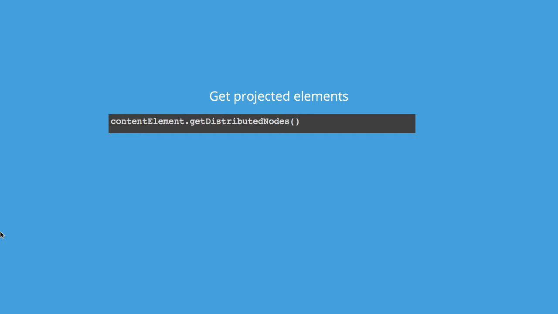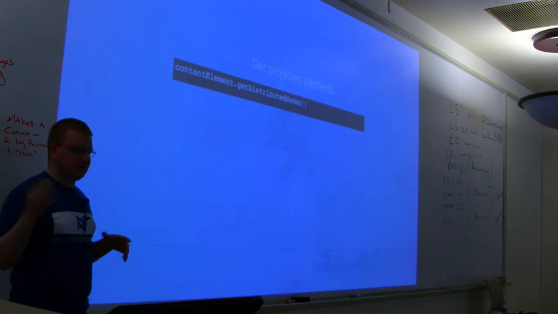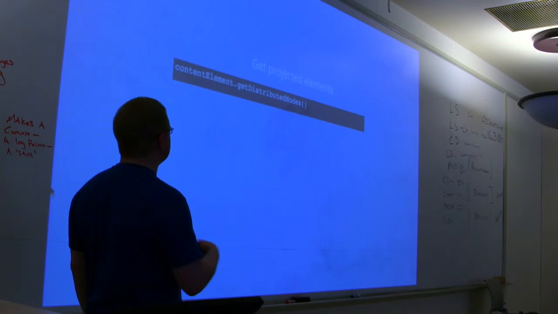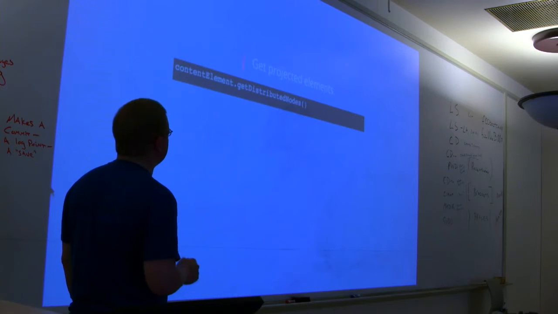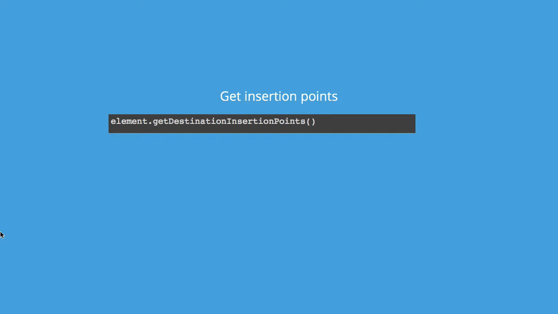All right, so you can't actually traverse the tree for projected nodes. So when you have projected nodes via the content element, you can't just query selector through and get them all. However, we have a special function that allows us to do that, get distributed nodes. And that's going to allow us to get any of these nodes that have been projected. So we can select the content element from within our shadow DOM, and we can say get distributed nodes, and that will give us a node list. We can also get those insertion points themselves, the content insertion points, via element get destination insertion points.